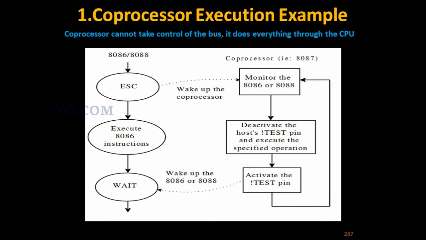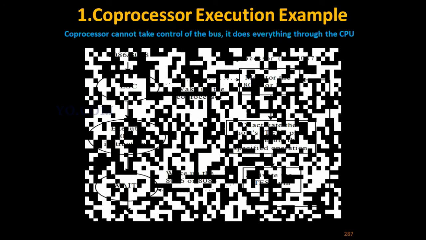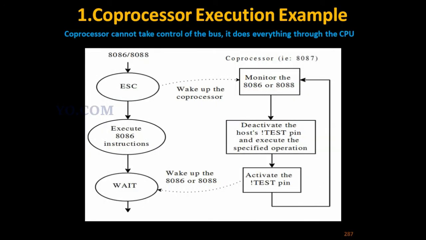So the test pin is now low, so it will execute the operation. See here, the test pin is low, then the execution will continue. Then it activates the test pin. After the execution, it enables the test pin, so now the test pin is high. Now the coprocessor cannot execute the instructions.